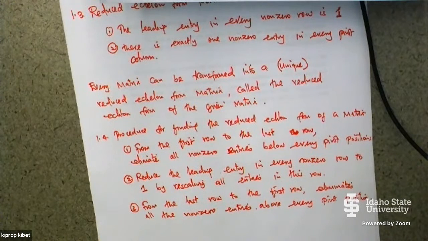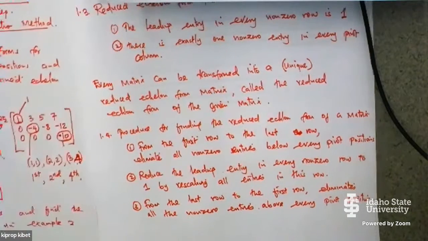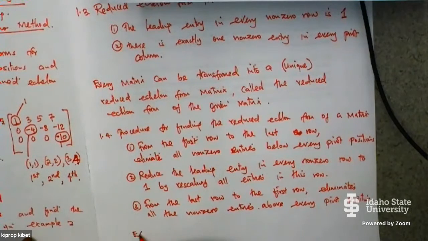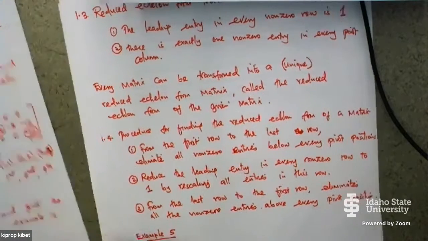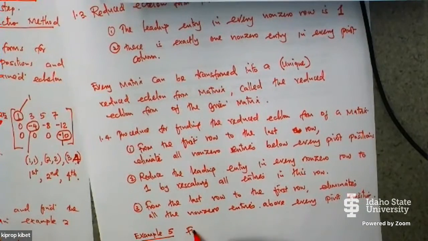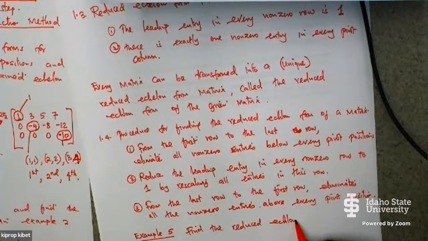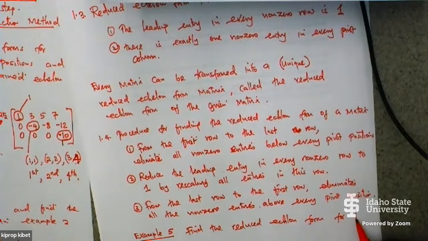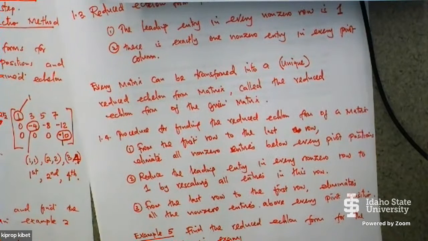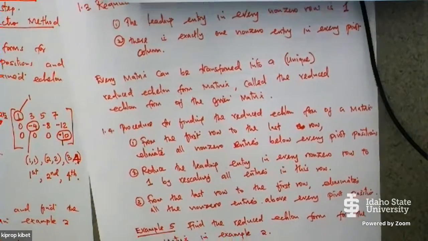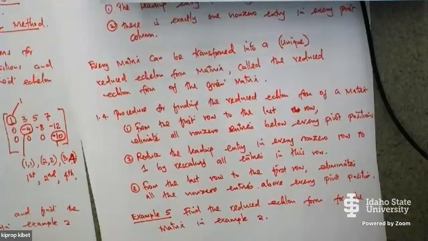So we can use the same example here, and we can name this one example number 5. Find the reduced echelon form of the matrix in example number 2.